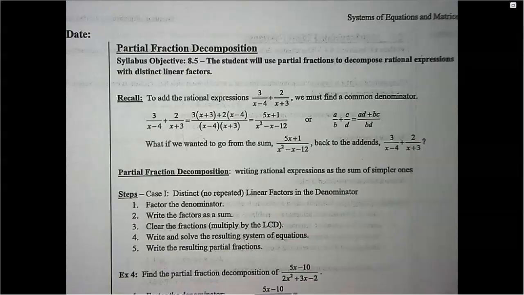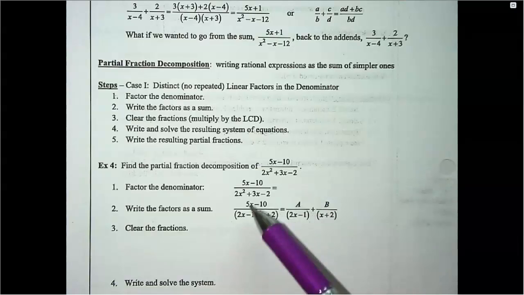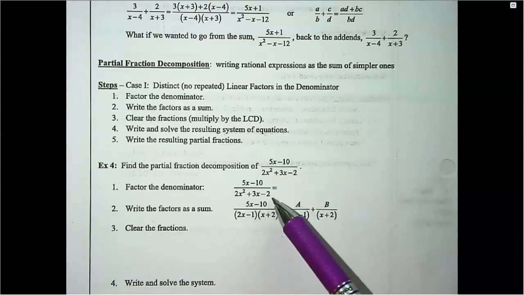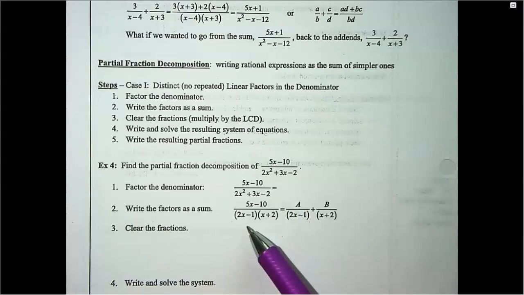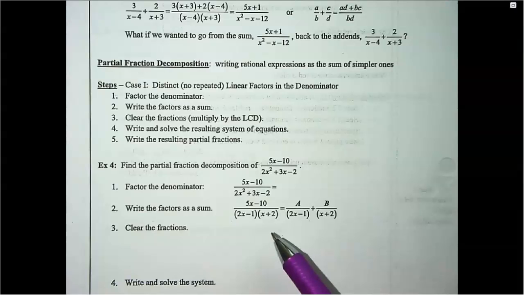And we're going to start with 5x minus 10 over the denominator here, which is 2x squared plus 3x minus 2. And notice that factors into 2x subtract 1 and x plus 2. So that's the first thing you do, is you factor the denominator.